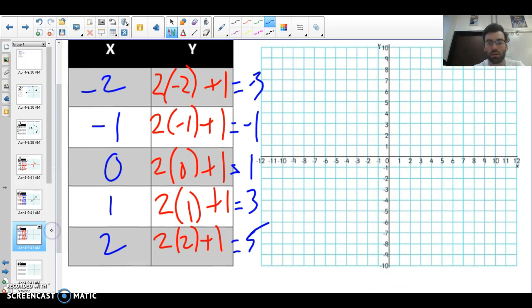Okay? Go to our points. Negative 2, negative 3. Make a dot. Make your dots as big as possible. Negative 1, negative 1. So that when you go to connect your dots, 0, 1. 1, 3, and 2, 5. It's a lot easier.